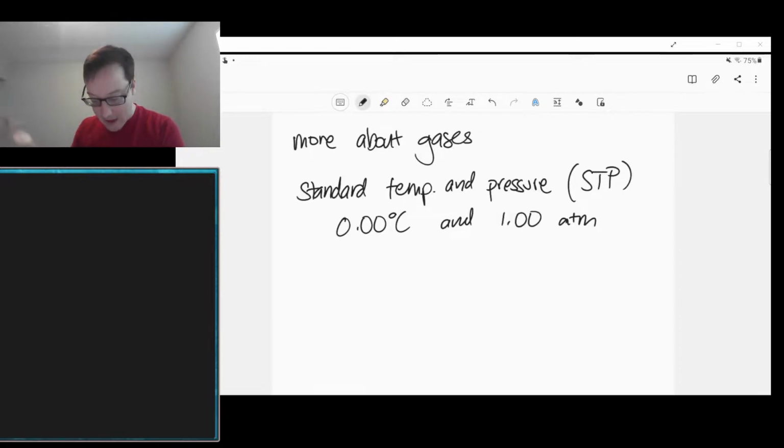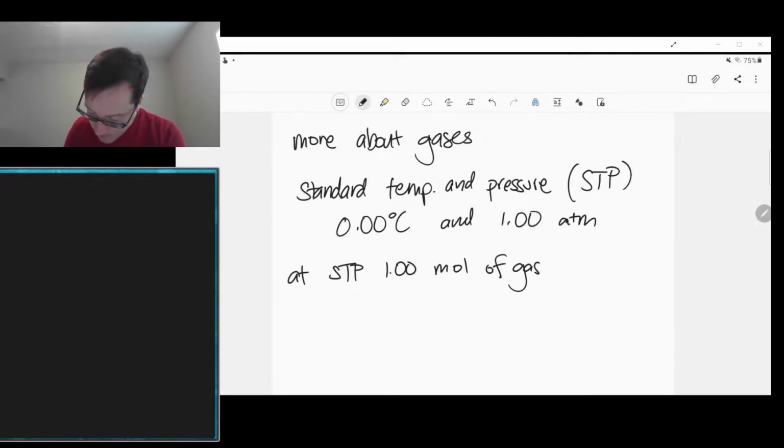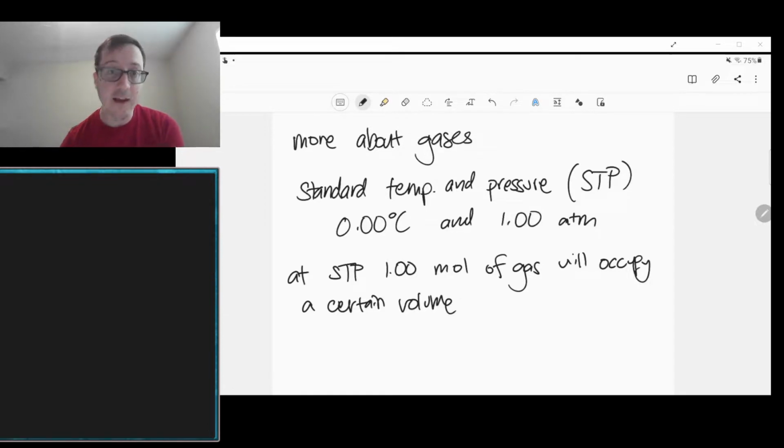And we're going to see that at STP, 1 mole will occupy a certain volume, which is going to make things very easy for us to calculate if we're doing things at STP. And this, again, was designated so that experiments could be done relatively easily, standardizing two of the conditions such that we're going to be able to do calculations very easily.